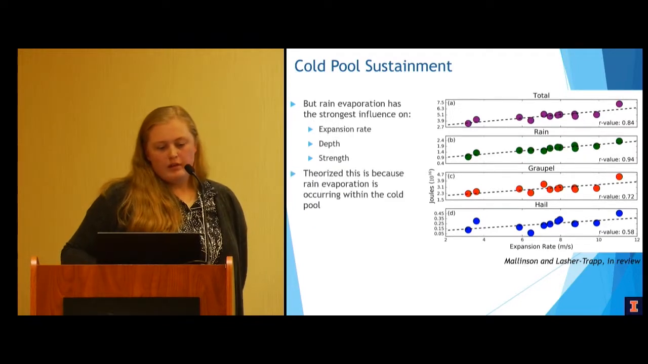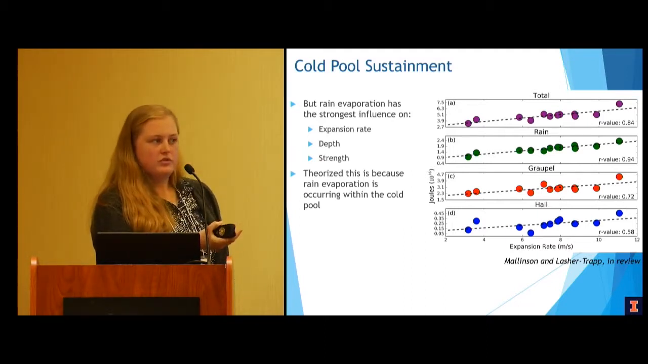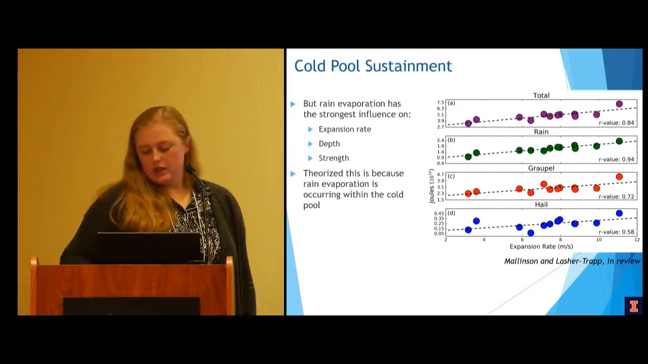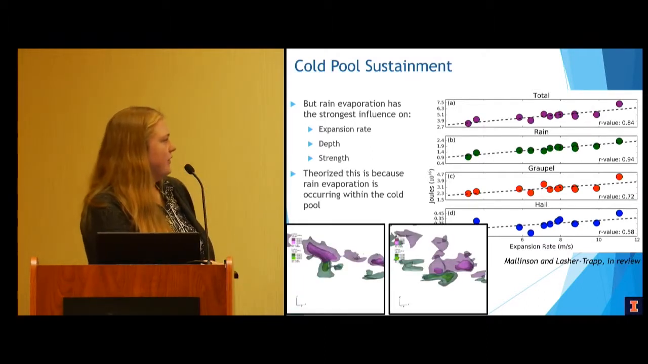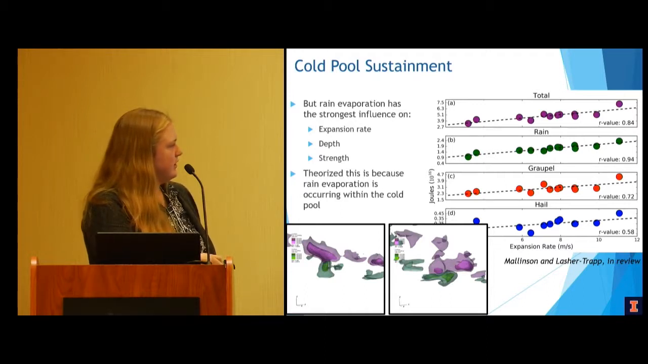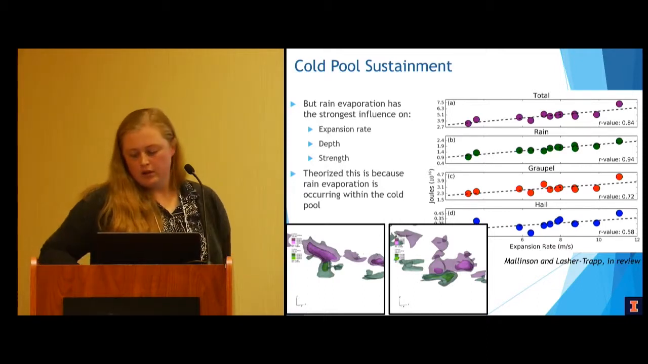And so we are theorizing that this is because rain evaporation is occurring within the cold pool, so it's occurring at the lowest levels. If we look at this visually, you can see that. Rain evaporation is in green here, and graupel sublimation is in this purple-pink color. So even though we have quite a large area of the stronger graupel sublimation, it's occurring higher up as opposed to the rain evaporation, which is occurring at a lower level.